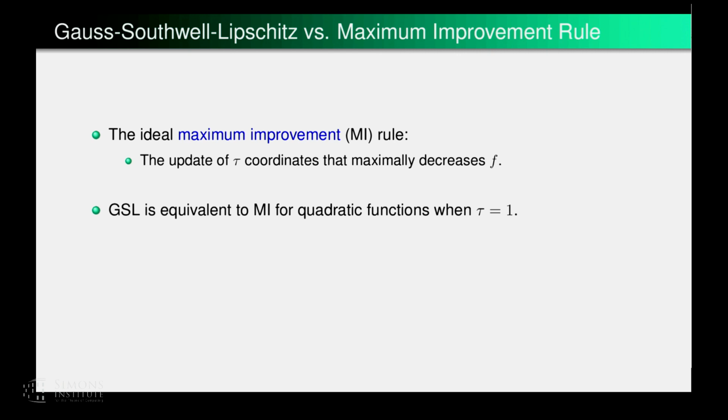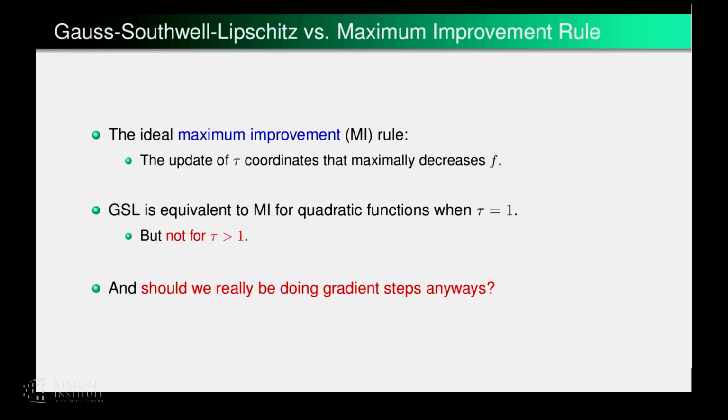Okay, now our ideal rule is what's called the maximum improvement. I try every possible block of coordinates, and I choose the one that maximally decreases f. Now, if I have a quadratic function and I'm using block size of 1, that rule from the previous slide, that's actually the maximum improvement rule. So if you have a quadratic function, and you have to change one variable to save your life, you should choose this GSL rule. If you have block size bigger than 1, then you don't want to use that rule. There's better rules possible.